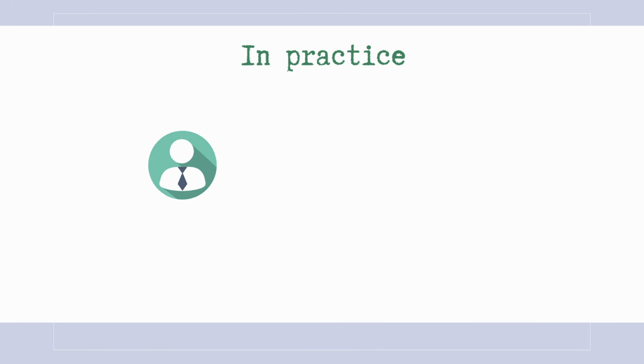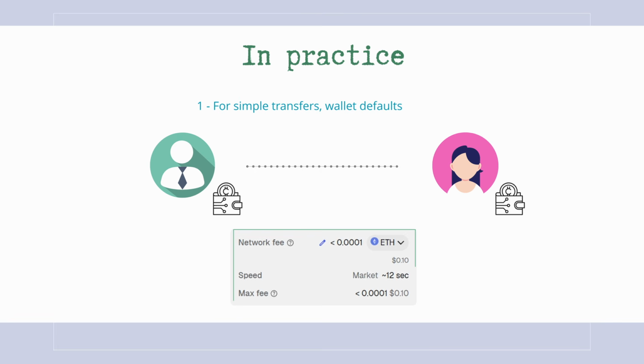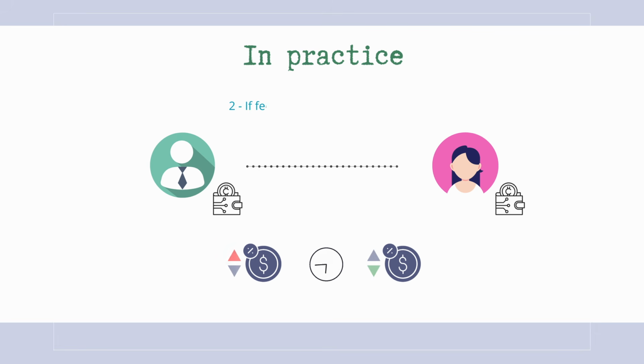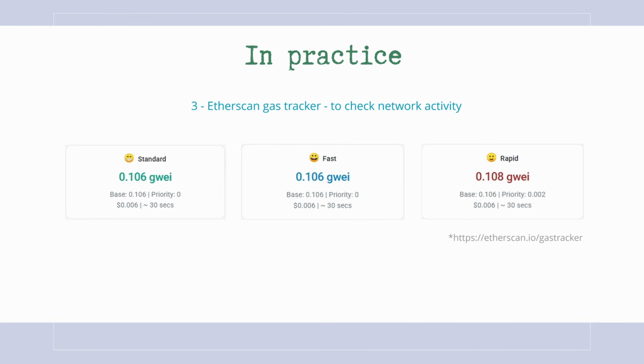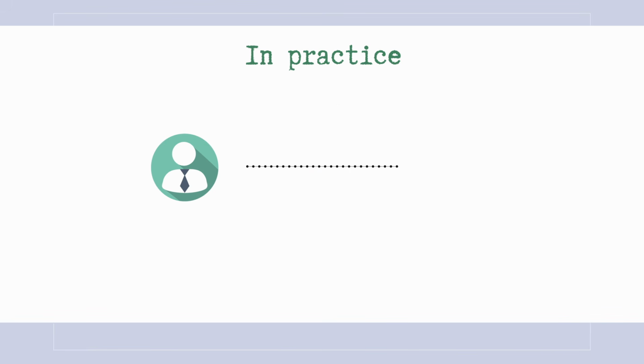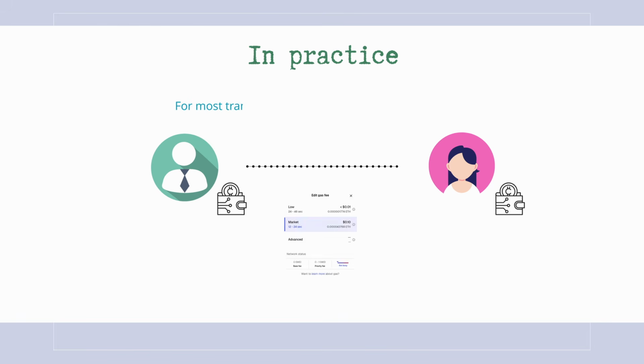In practice, most users do not need to manage gas manually. For simple transfers, wallet defaults usually work well. If fees look high, network congestion is usually the reason. Waiting can help. If you want to check network activity, tools like Etherscan Gas Tracker can help. For contract interactions, lowering gas limits often backfires, and setting a very low gas price can leave a transaction stuck. If a transaction runs out of gas, execution reverts, but the fee is still paid. For most transactions, wallet defaults are usually enough.